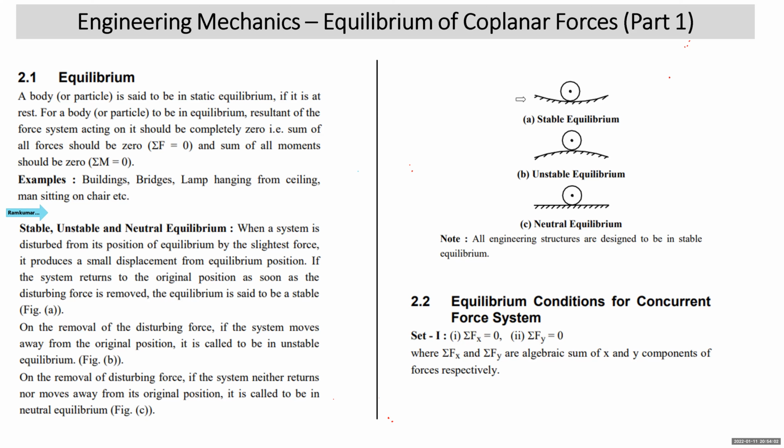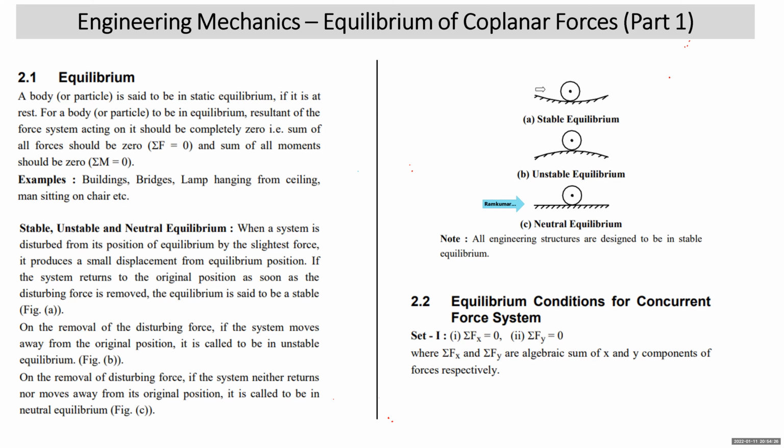This surface is with concavity upwards. This is with convexity upwards. This is truly horizontal. Three identical balls are kept on three different surfaces. A small force is applied on each ball so that the ball is displaced from its original position of equilibrium, and then the force is removed. Now, what happens to the ball?